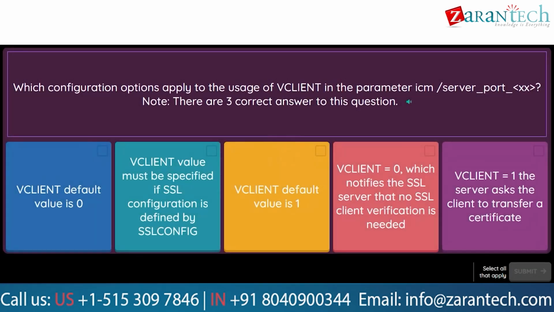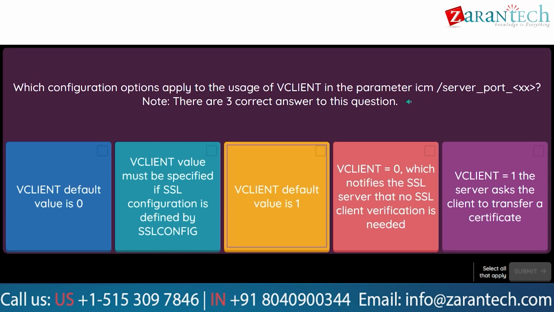Question: Which configuration options apply to the usage of VCLIENT in the parameter icm/server_port_xx? Note: There are three correct answers to this question. Option 1 VCLIENT default value is 0. Option 2 VCLIENT value must be specified if SSL configuration is defined by SSLCONFIG. Option 3 VCLIENT default value is 1. Option 4 VCLIENT equals 0, which notifies the SSL server that no SSL client verification is needed. Option 5 VCLIENT equals 1, the server asks the client to transfer a certificate.